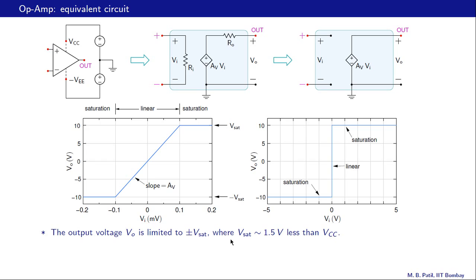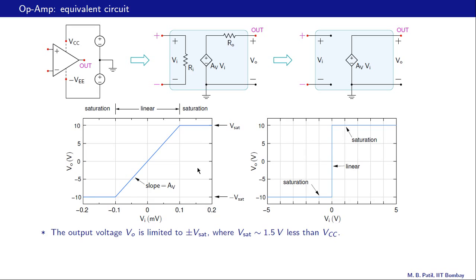Typically, VSAT is something like 1.5 volts less than VCC. For example, if VCC is 15, then VSAT would be 13.5 volts. So then this limit would be plus 13.5 and this limit would be minus 13.5. In our example, we have taken VSAT to be plus 10 volts and minus VSAT to be minus 10 volts.